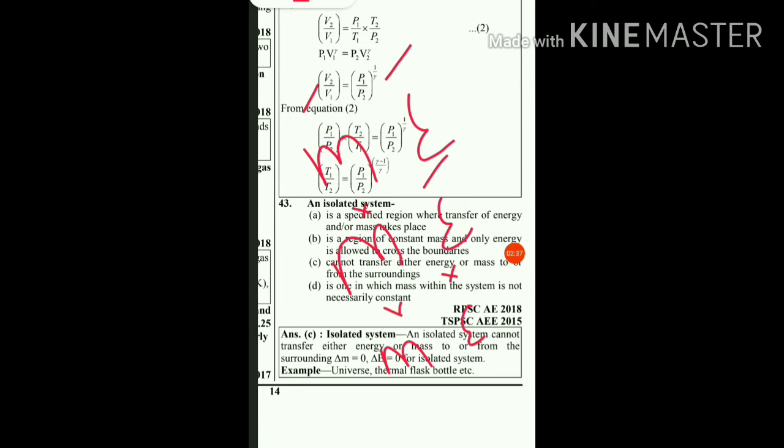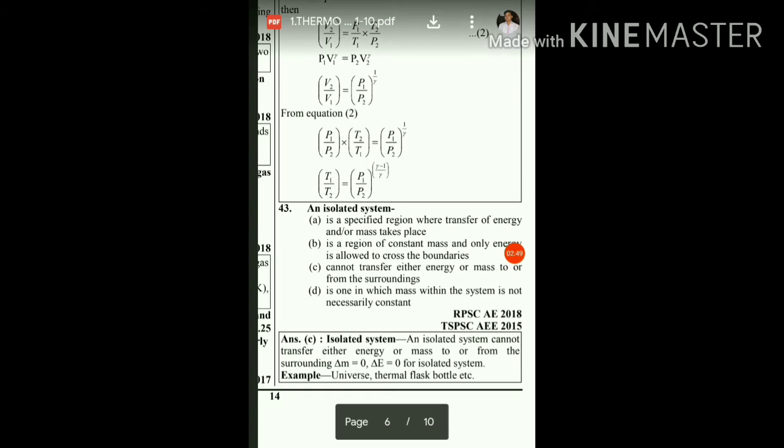Some examples of an isolated system: our universe is one type of isolated system. Then a perfectly insulated thermos flask may be considered as an isolated system. Here the options are: a specified region where transfer of energy and mass takes place, that is an open system. A region of constant mass where only energy is allowed, that is a closed system. Then one that cannot transfer either energy or mass to or from the surroundings. So option C will be the right answer, that is no mass and energy crosses the boundary of the system.